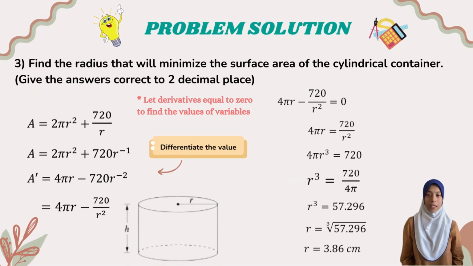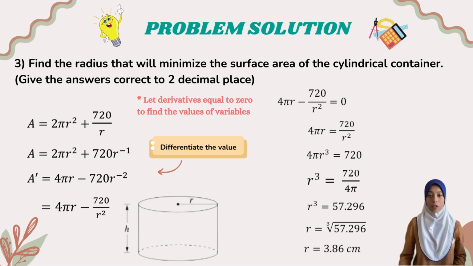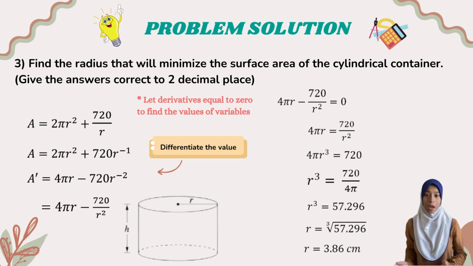Question 3. Find the radius that will minimize the surface area of the cylindrical container. Give the answer correct to 2 decimal places. Firstly, to find the radius, we need to find the derivative from the equation that we got in the previous question. From the surface area, which is 2 pi r square plus 720 over r, differentiate the equation, and the answer is 4 pi r minus 720 over r squared.